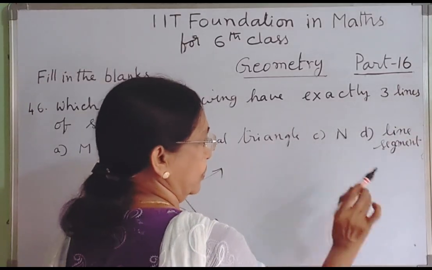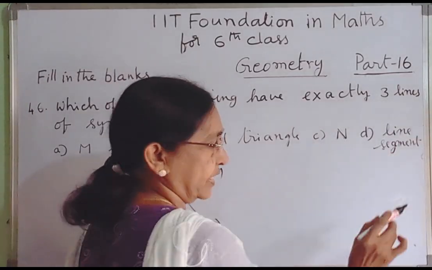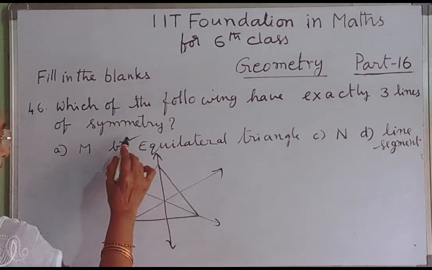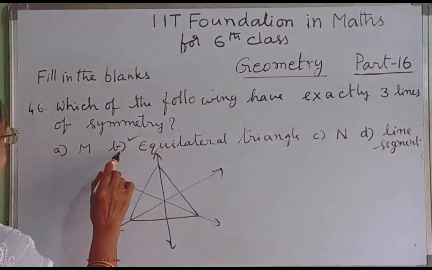M has no lines of symmetry. A line segment has only one line of symmetry. Therefore, the correct answer is equilateral triangle. Option B is correct.